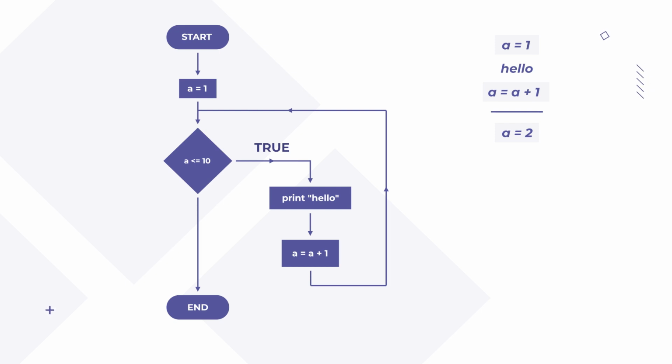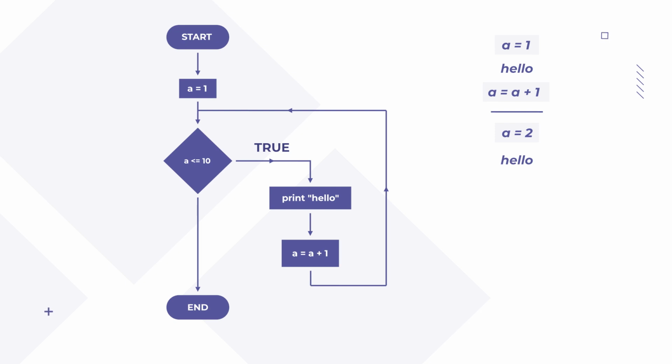Okay, so what will happen after this? It will go back to the top and check the condition again. Is the value of a less than or equal to 10? Yes, it will pick up the value of a, which is 2, and 2 is less than or equal to 10. So it will come here, execute this line again, and print hello. It will execute this instruction again, which is a is equal to a plus 1.